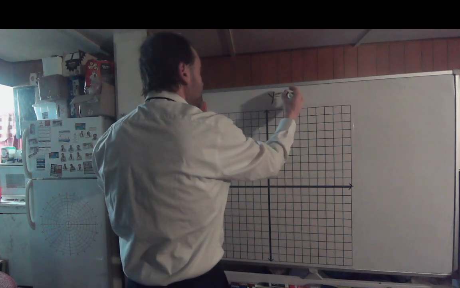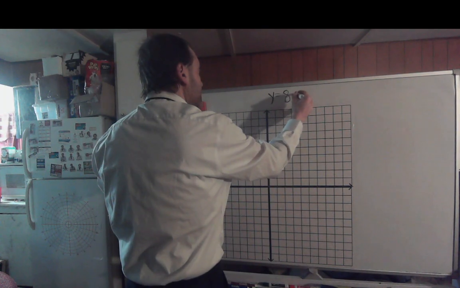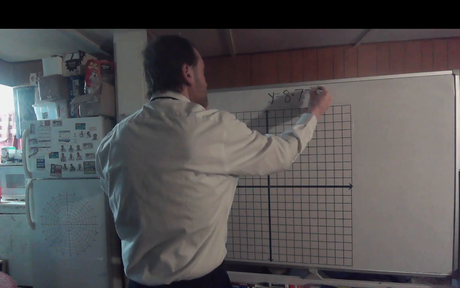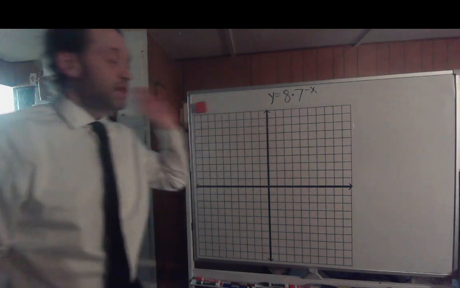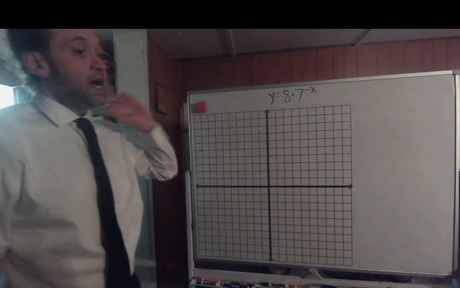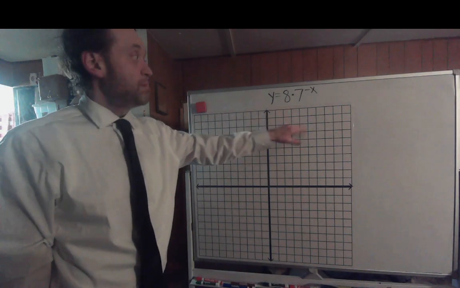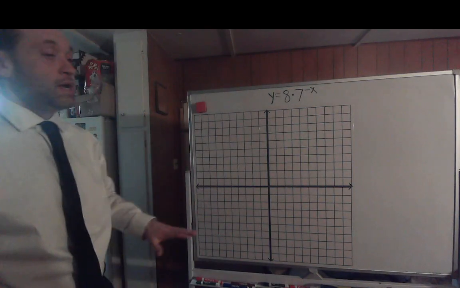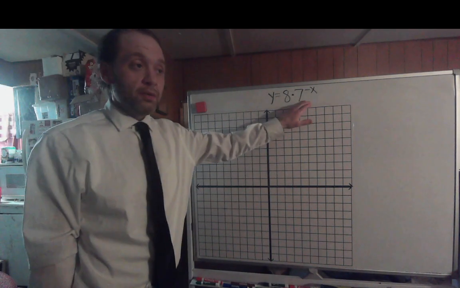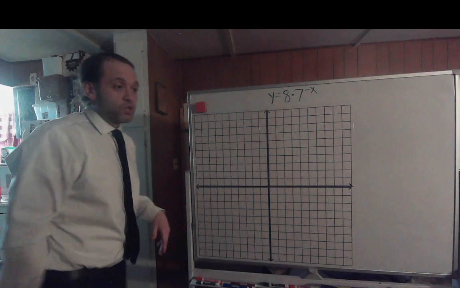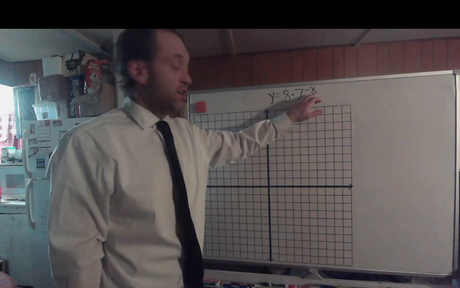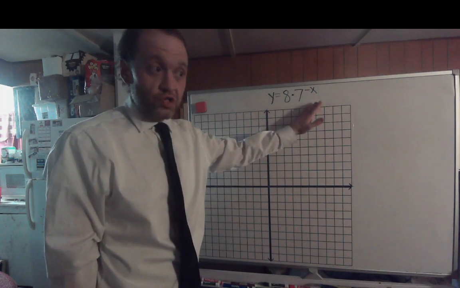Now, what if I take 8 times 7 to the -x power? So I have my coefficient of 8 that I'm multiplying this by. But notice I have a whole number raised to a negative power. So if it's a whole number raised to a negative power, this is also exponential decay.